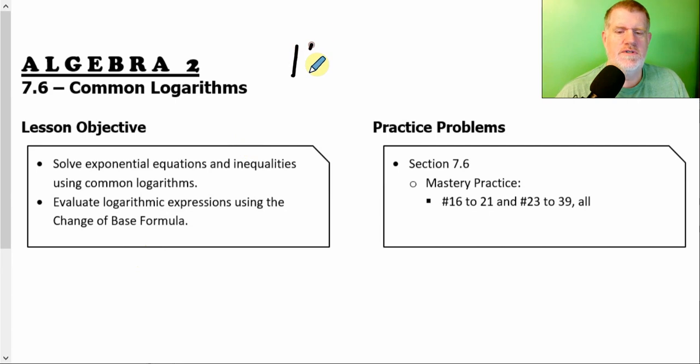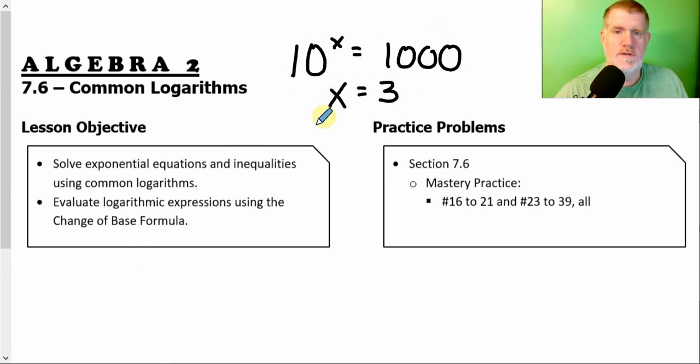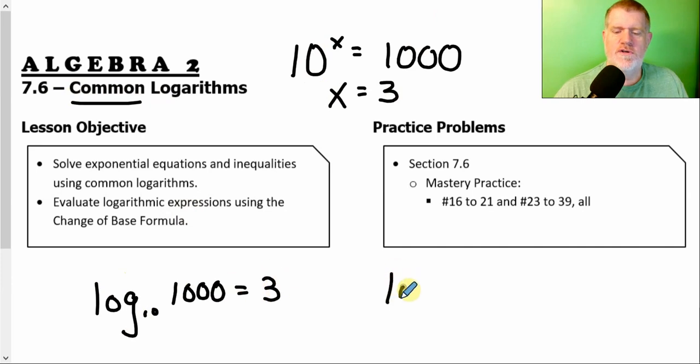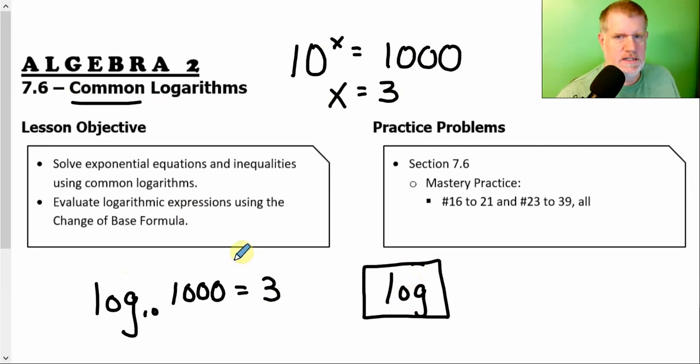A very simple example is this. But you know the answer to this. 10 to what power is 1,000? Well, it's 3. So what it means is a log of base 10 of 1,000 is 3. And that's what a common logarithm is. It's something with a base of 10. We know that's 3. So when we use log, the symbol, we're assuming it's base 10. That's the common logarithm, a base 10.